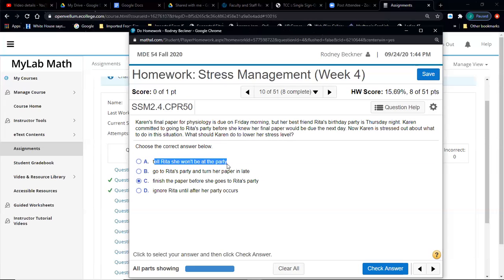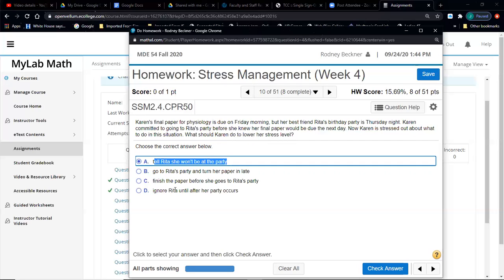So both of these could, the first one could be necessary, depending on how bad this paper is. Have you done your rough draft? Did you do your bullet points before that? Have you revised this at all? Are you starting this from scratch? Maybe you need to tell her that you won't be at the party at all, and you know, hopefully that doesn't put your friendship on ice or anything like that.